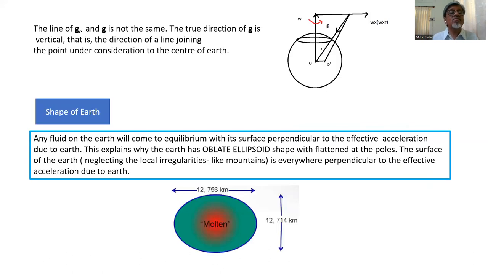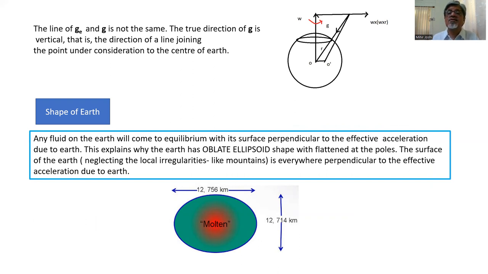The direction of effective gravitational acceleration g effective is not the same as the true direction of g, which is vertical, that is, the direction joining the point under consideration to the center of Earth.